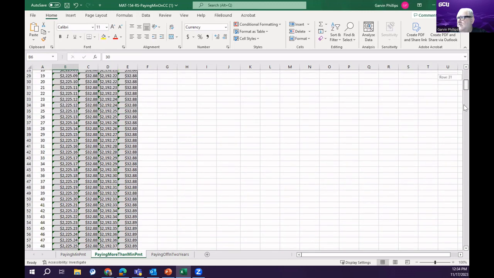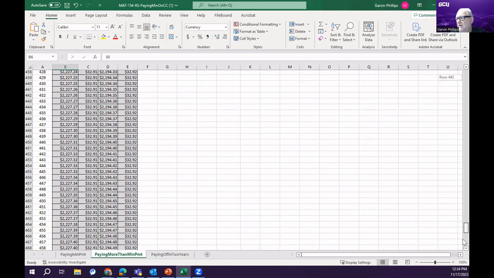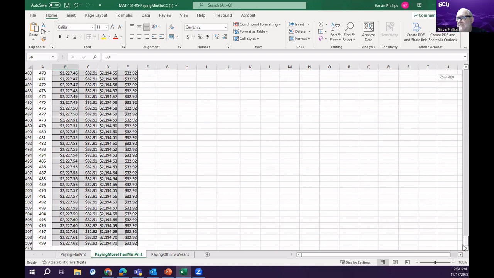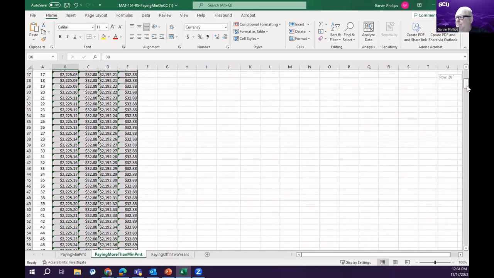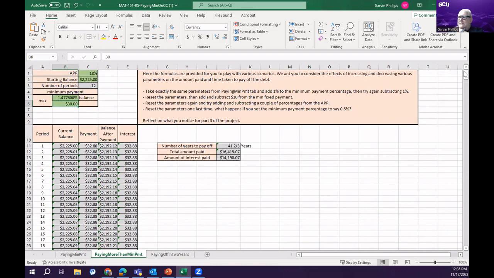I think it'll still show me owing all the way down here. Yeah, it stops at 41 and 2/3 because that is approximately just less than 500 months. Sorry about that. So this would be the answer for mine. Again, it would be different for each person, dependent upon your starting balance, dependent upon your APR. It won't be the same, but the concept will be the same.